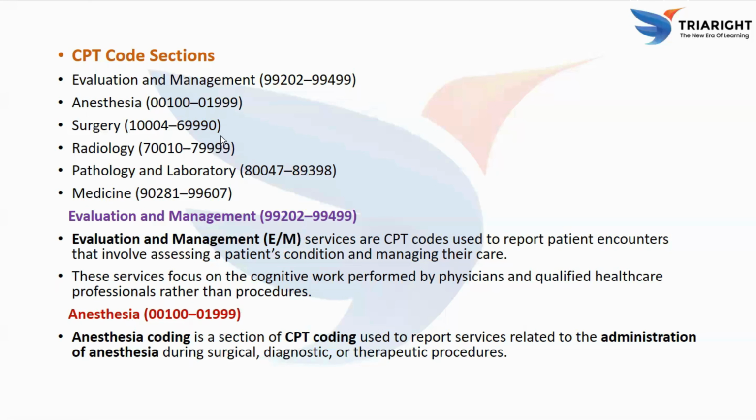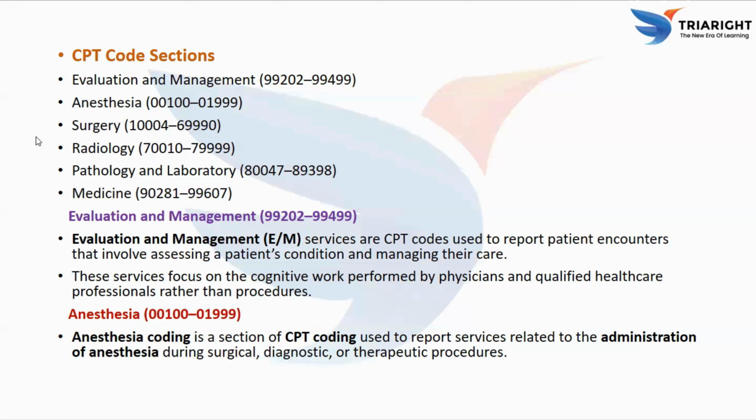The third section is surgery. Surgery code ranges from 10004 to 60009. So what does it include? All the operative procedures, and surgery is the largest CPT section. It is divided by body systems. It also includes minor surgery and also major surgery.